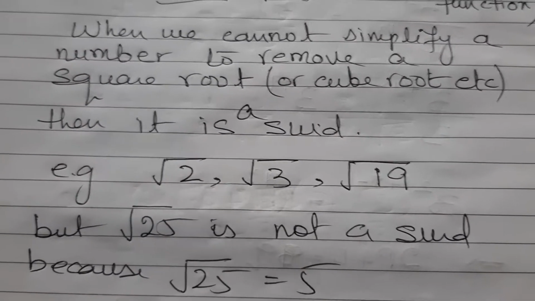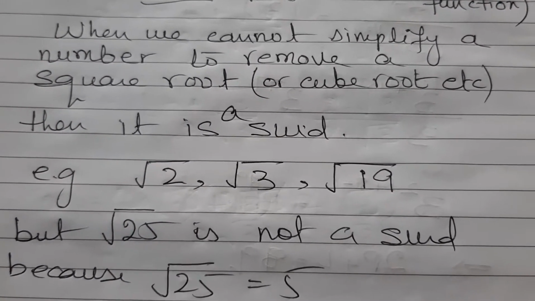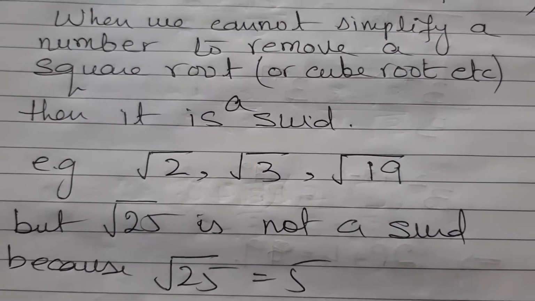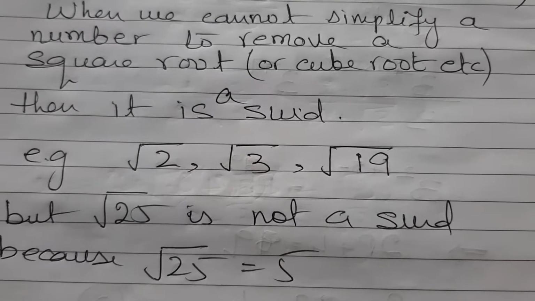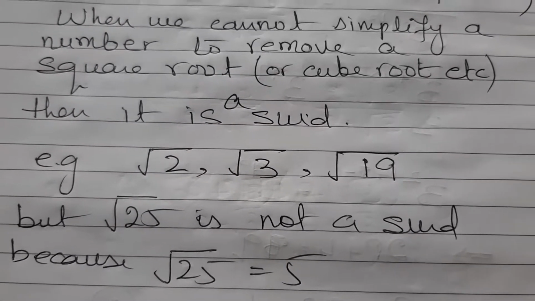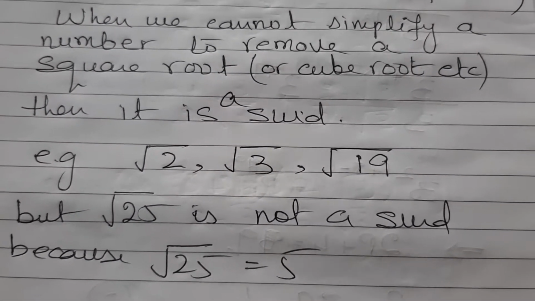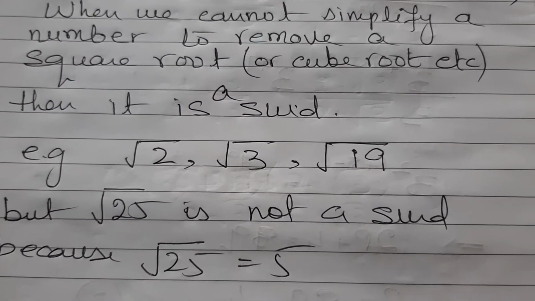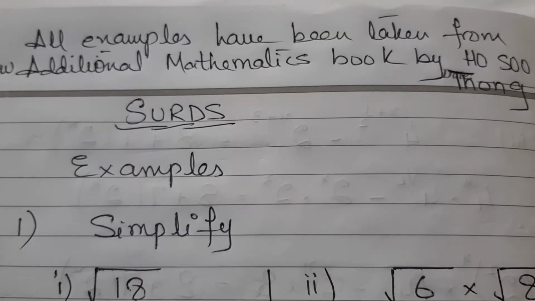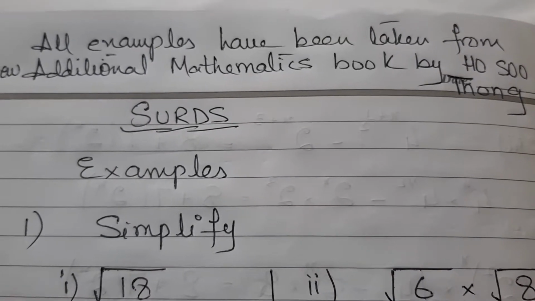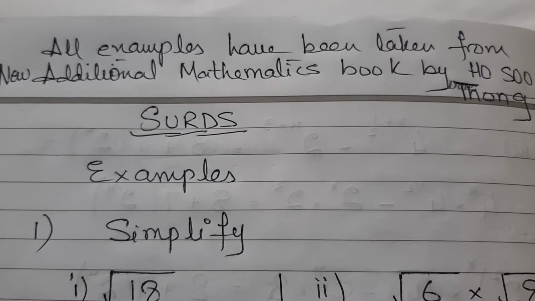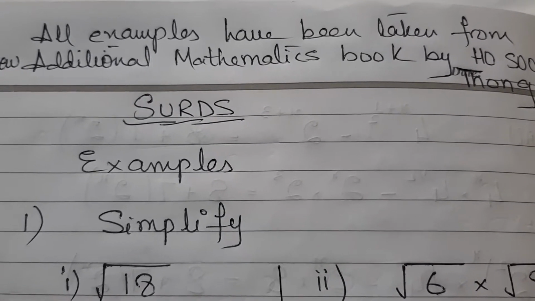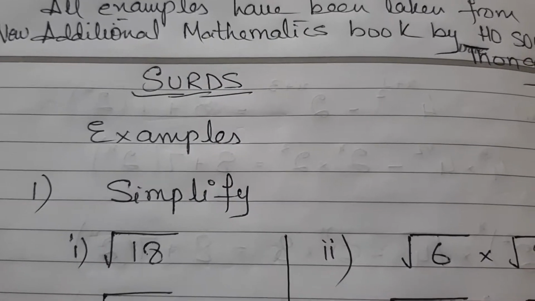So we will see surd application in three contexts. Number 1, simplifying surds. Number 2, simplifying by rationalizing the denominator, and then a word problem where these two aspects will be applied. So let's see. Now I would like to tell you that all the examples I have taken are from the New Additional Mathematics book by Ho Soo Thong, the same book which is used by most of the schools for additional maths.